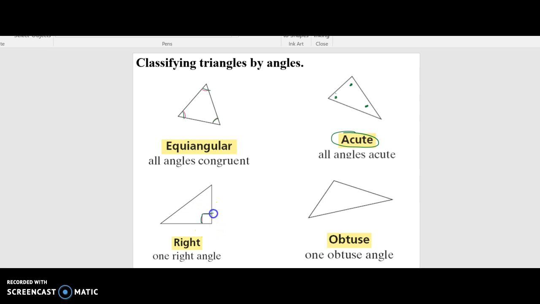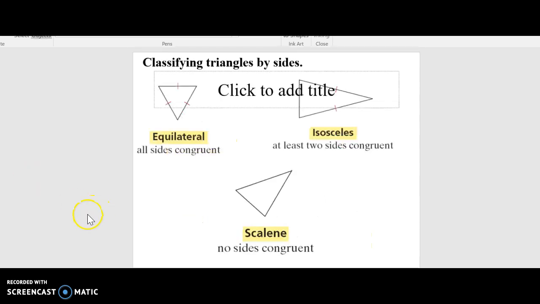If a triangle has one right angle, or one 90-degree angle, it's a right triangle. And if it has one angle that's more than 90 degrees, it's an obtuse triangle. So anytime you're asked to classify by the angles, these are the names you would use. You can also classify by the sides. If all three sides of a triangle are congruent, we say it's equilateral. If two sides are congruent, we say it's isosceles. And if no sides are congruent, it's scalene.